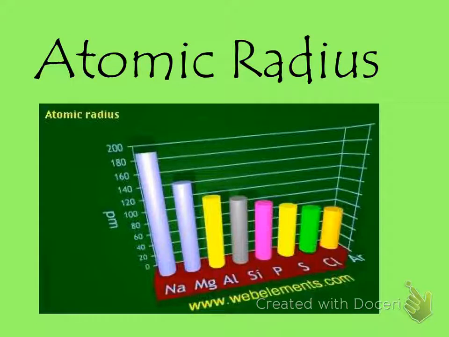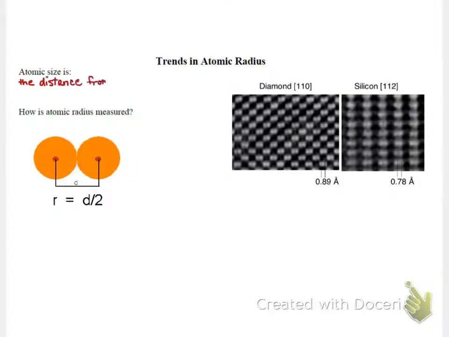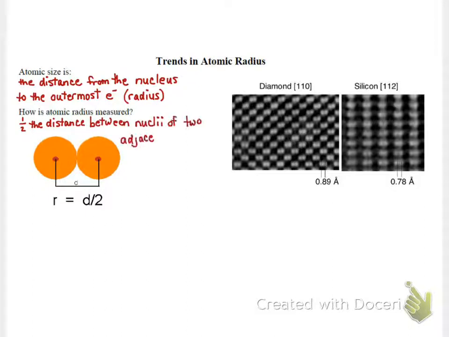The first periodic trend that we're going to talk about is atomic radius, or the size of an atom. So atomic size is defined as the distance from the nucleus to the outermost electrons of an atom, which is the radius. It is measured by taking an element in the solid state where the atoms are touching each other and measuring the distance from one nucleus to the one next to it and cutting that in half. So half the distance between two nuclei would be the radius of that atom.